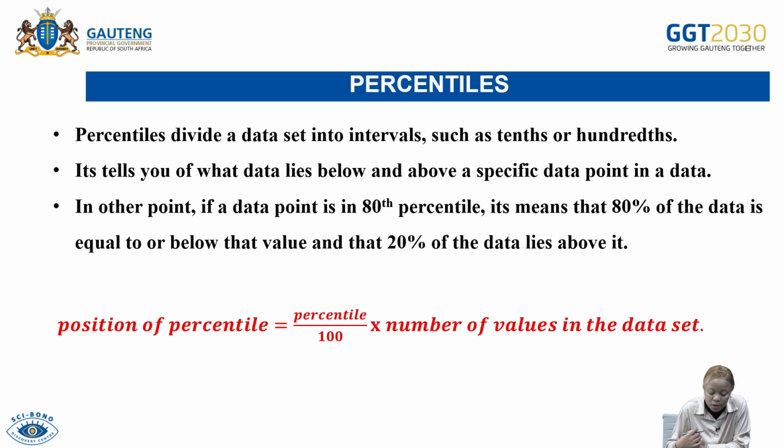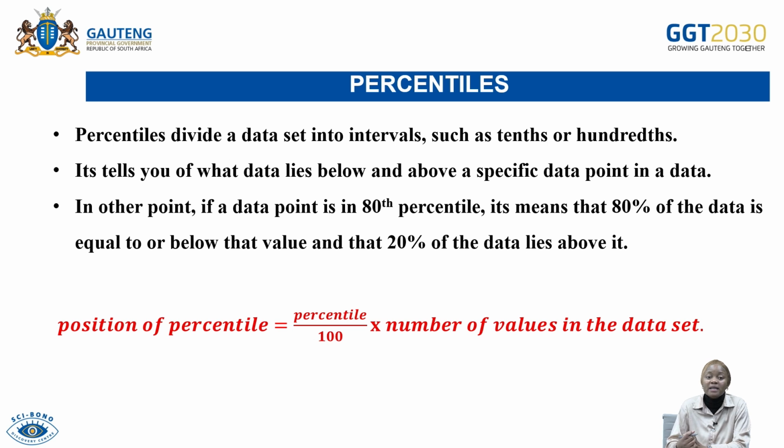Okay, let's quickly look at percentiles. Percentiles divide a data set into intervals, such as tens or hundreds. It tells you what data lies below and above a specific data point in a data set. In other words, if a data point is in the 80th percentile, it means that 80% of the data is equal to or below that value, and that 20% of the data lies above it.